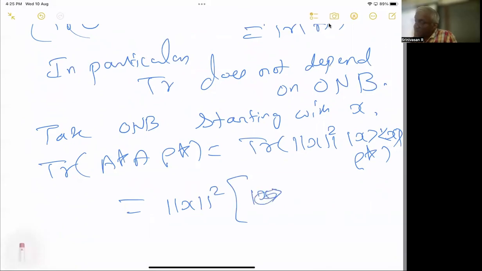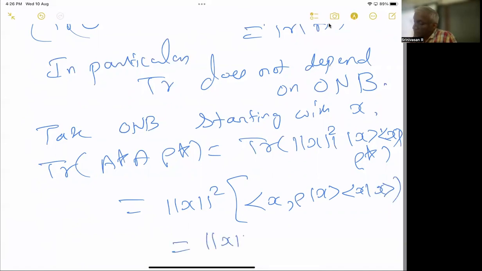You take an orthonormal basis starting with x, and then you want to apply this norm x. Let me have this rho on this side and x on this. In the trace, you can keep the operator whichever way you want, acting on this x. So you will get norm x squared times another norm x squared if you want, times <x, rho x>. This is what you will get.